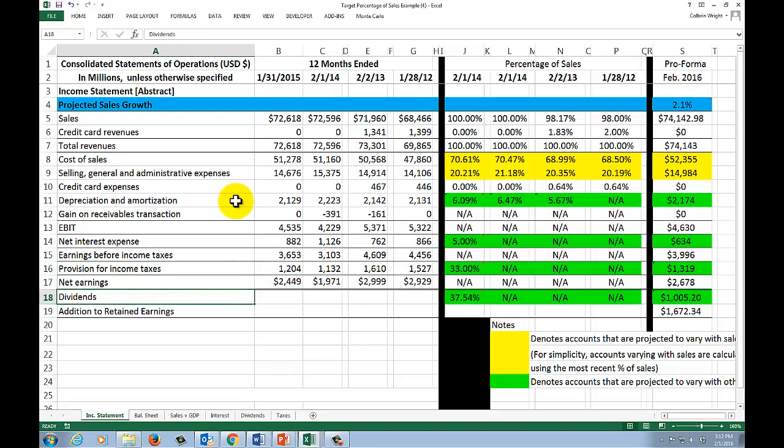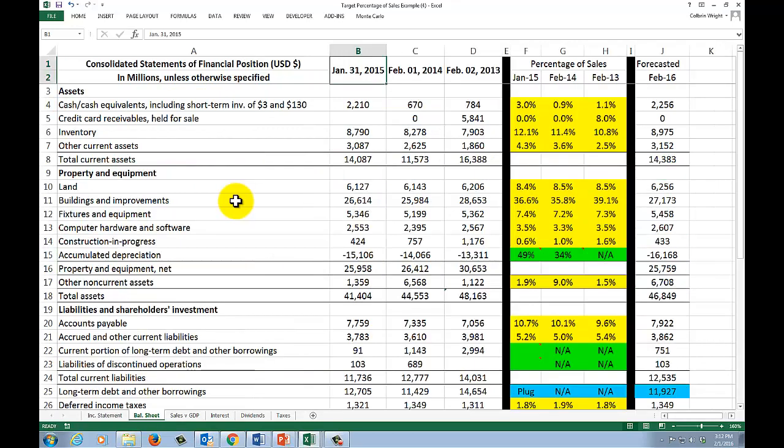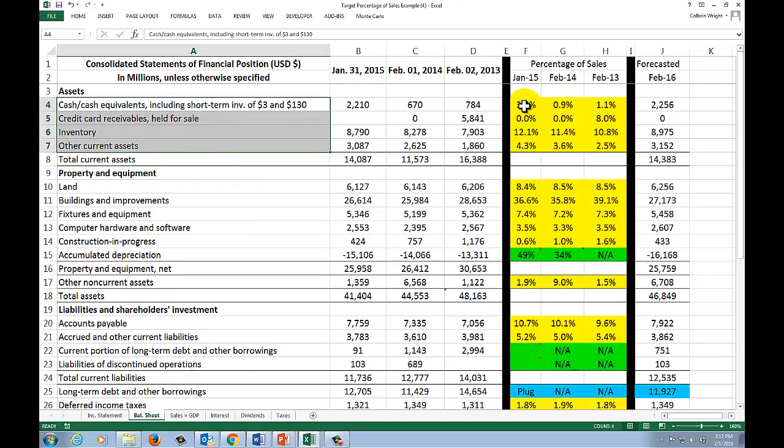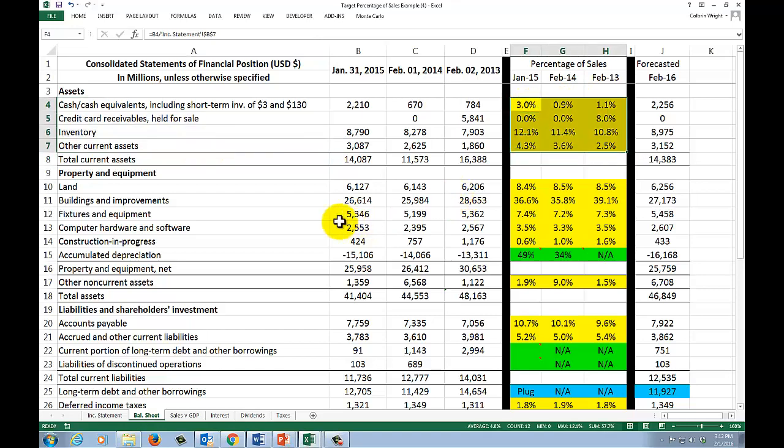I am going to assume a constant dividend payout ratio. In the most recent year, their dividend payout ratio was 37.54%. So dividends are not going to vary with sales. We're just going to keep a constant dividend payout ratio. On the balance sheet, I'm going to assume that all current asset accounts vary with sales, so those are yellow. I'm going to assume that for Target, their land, building, fixtures, computer hardware, construction in progress all vary with sales.